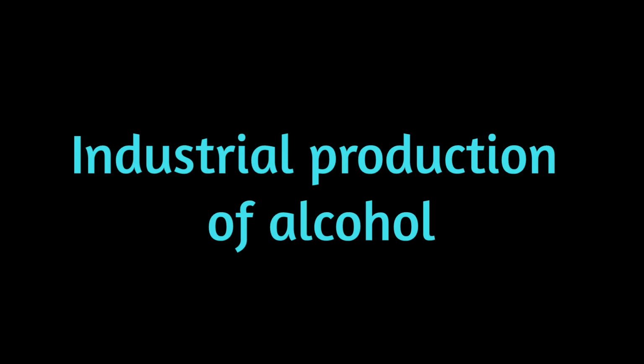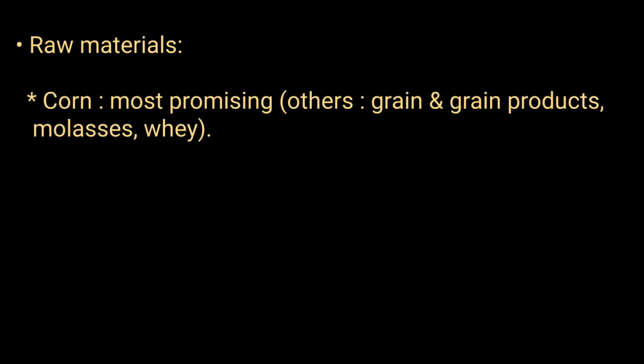This video is about industrial production of alcohol. Raw materials. Corn is the most promising raw material. Others are grain and grain products, molasses, whey, etc. The production process is divided into several steps.